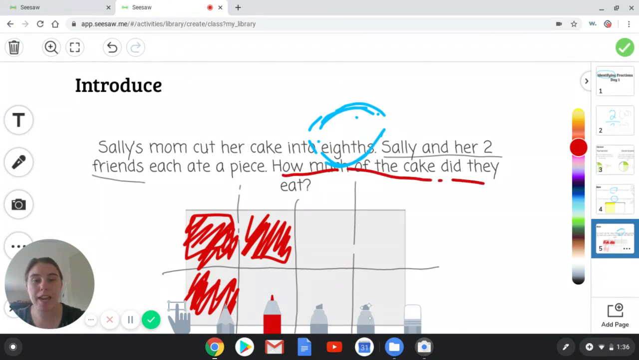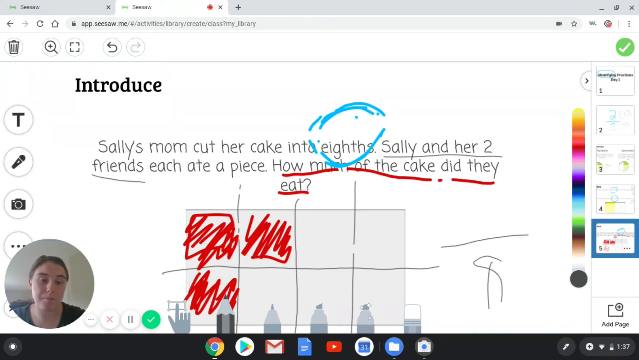How much of the cake did they eat? Well, it wants to know the fraction. So once again, I need to determine the numerator and the denominator. The denominator in this case is the total number of equal size pieces. Well, I have 8 equal size pieces inside my shape. So 8 is going on the bottom to represent my denominator.